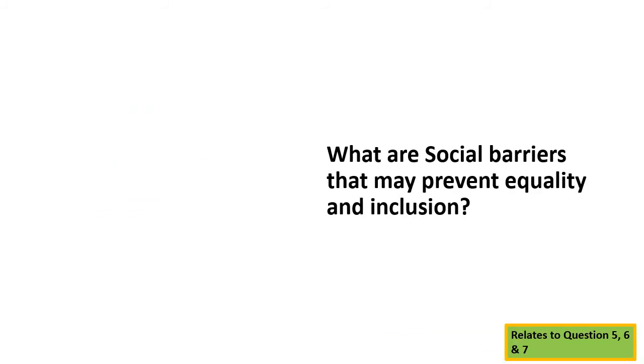So the next few slides relate to question number 5, number 6 and number 7, and we're looking at social barriers. So I want you to think first of all for a few minutes, what are social barriers that may prevent equality and inclusion?